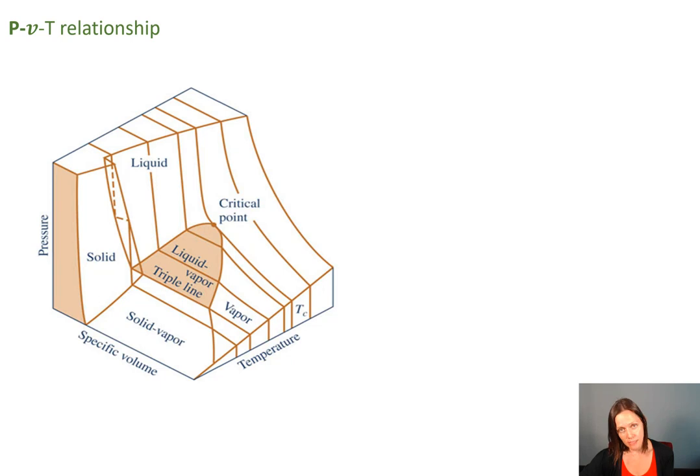Now, pressure and specific volume and temperature are all related to one another, and the relationship between those things is going to be dependent on what phase you're in. What you see in the picture here is a 3D representation of how all those things are related to one another. And this will look a little bit different depending on what substance you've got. I believe this one is for water. There's a lot of information here, but what I want to draw your attention to specifically is that liquid vapor dome shaped thing in the middle.